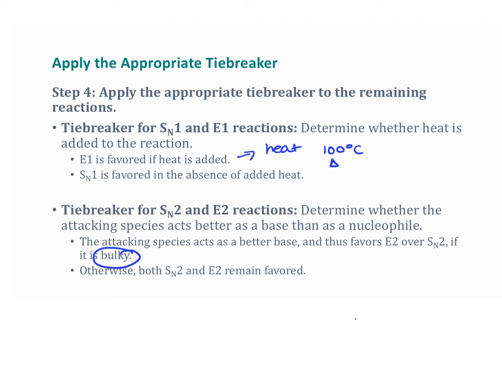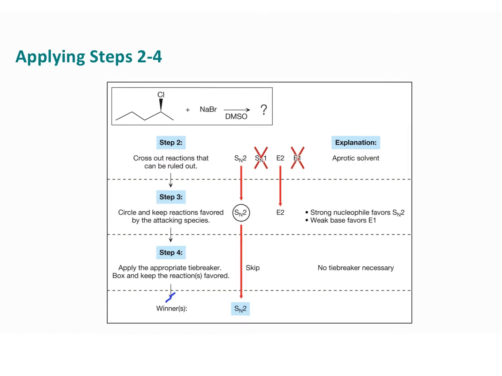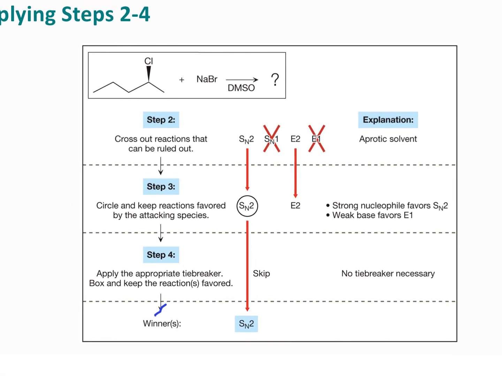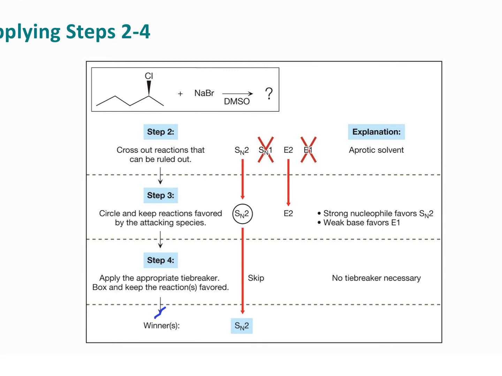Now, on the next slide, we're going to see a summary of these 4 steps that we've talked about. If you're a visual learner, this can be really, really helpful for you. You can see here, and we did this on each slide, we start out with these 4 reactions, and then here's our step 2, cross out reactions that can be ruled out. SN1 and E1, and the reason is because they were aprotic solvents.